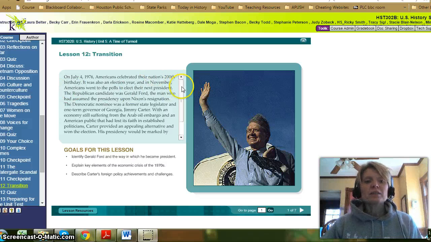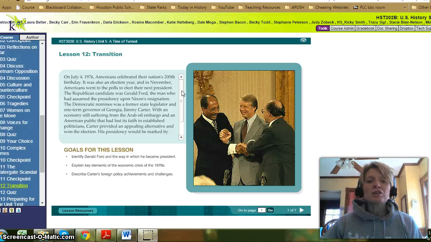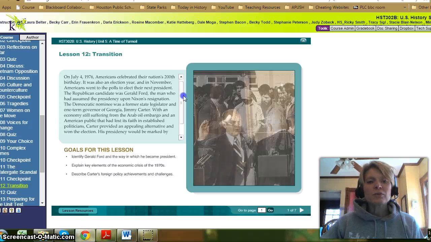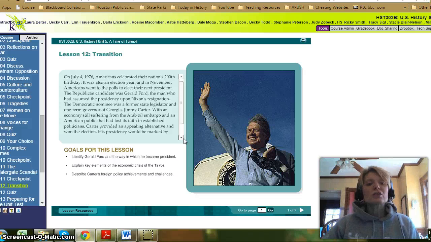On July 4th, 1976, Americans celebrated their nation's 200th birthday. It was also an election year, and in November, Americans went to the polls to elect their next president. The Republican candidate was Gerald Ford, the man who had assumed the presidency upon Nixon's resignation. The Democratic nominee was a former state legislator and one-term governor of Georgia, Jimmy Carter.